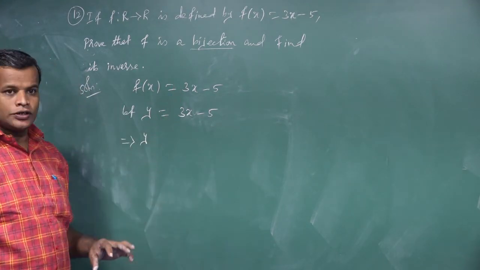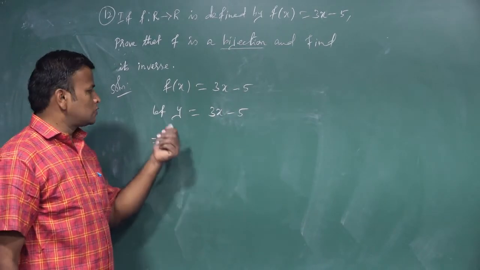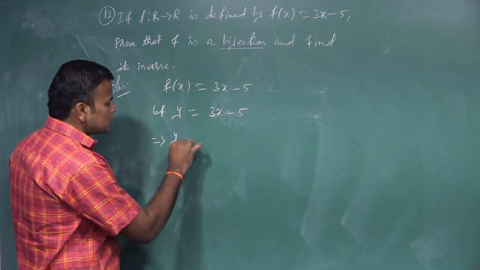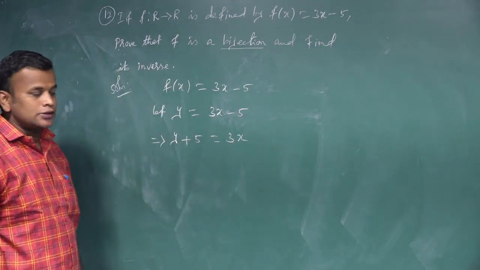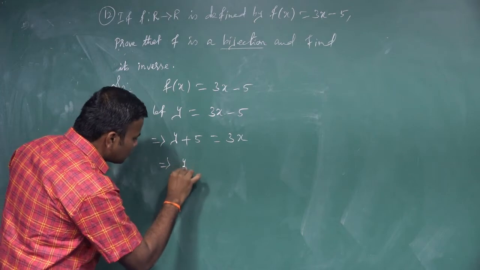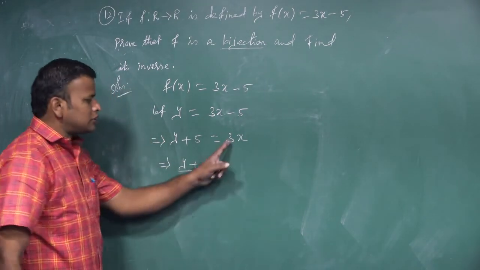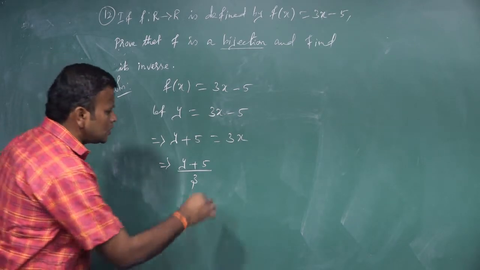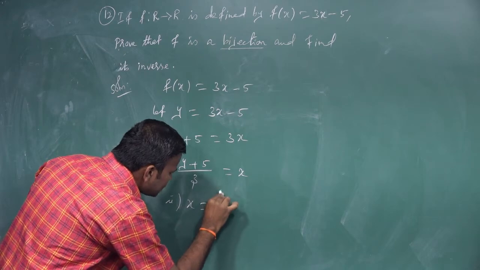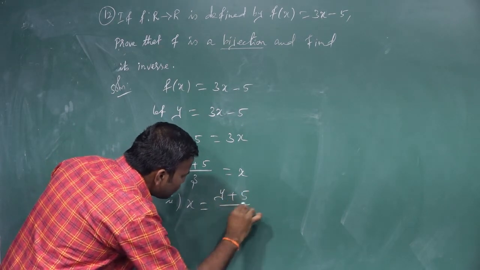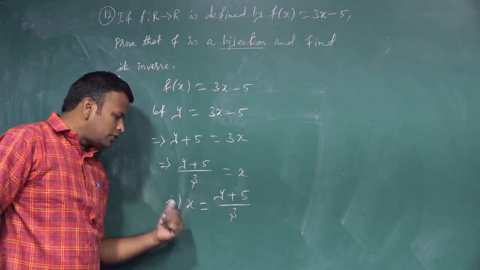Now we create a function fully in terms of x. So y, the minus 5 goes to that side, plus 5, is equal to 3x. Y plus 5, the multiplication by 3 goes to that side as division, is equal to x. That is, the value of x is (y plus 5) by 3. So now we write all of the values of x.